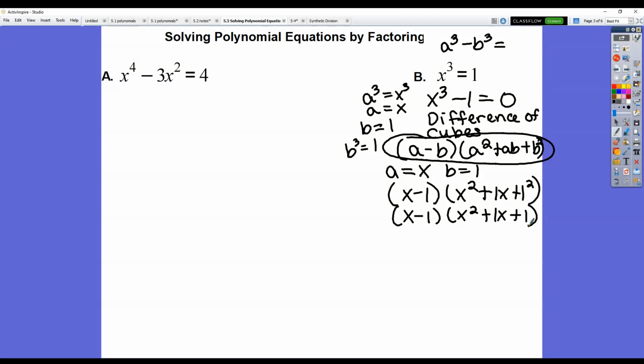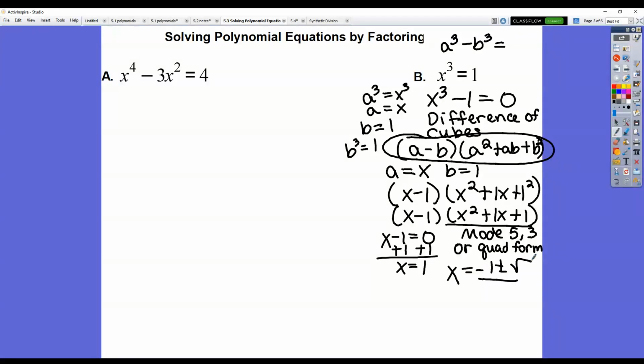Okay, then we solve. X equals 1. Then this doesn't factor, so mode 5, 3, or quadratic formula. So when I do quadratic formula, I get x equals 1 plus or minus the square root of 3, there's also an i there, all over 2.